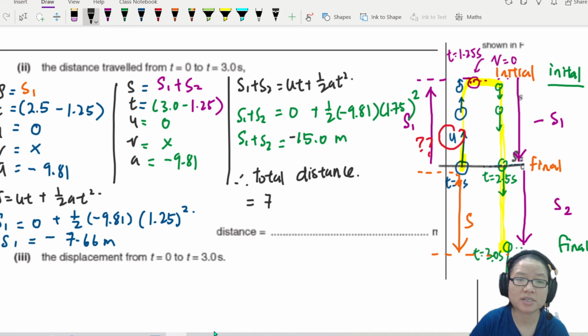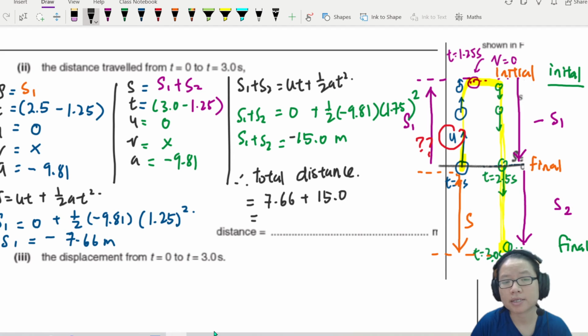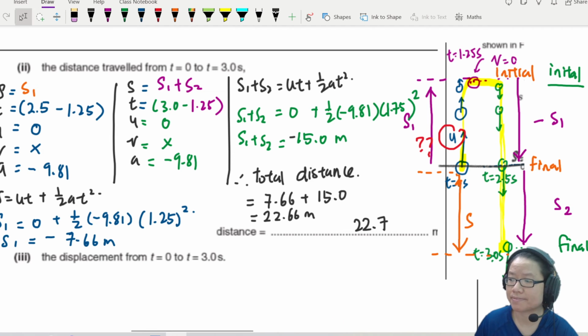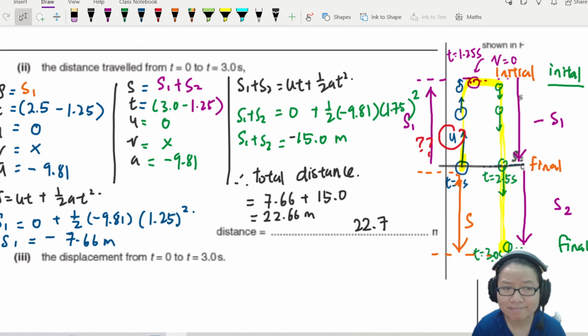So total distance will be 7.66 plus 15.0. We drop the negative sign because distance is scalar, magnitude only. And this will give me 22.66. I guess you could write this one as 22.7. So the total distance traveled, the total yellow color pathway, is 22.7. 23 also can. All right.